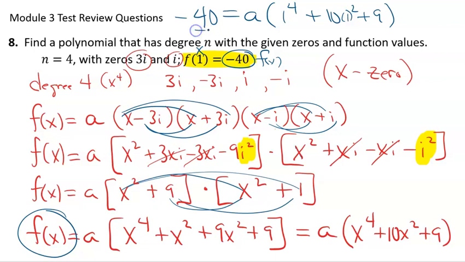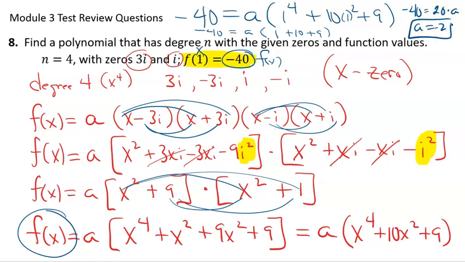So this is going to give me negative 40 is equal to a times 1 to the 4th is 1. 1 squared is 1 times 10 is 10 plus 9. Y'all, that's 20. So coming over here, almost there, negative 40 equals 20 times a. I move the a in the back. Divide both sides by 20, so a is negative 2.